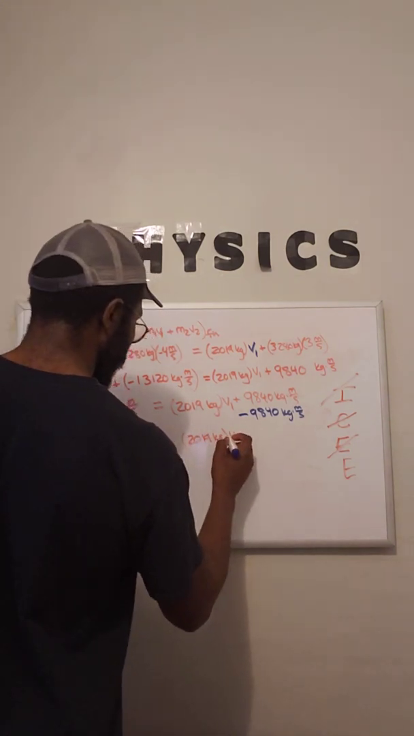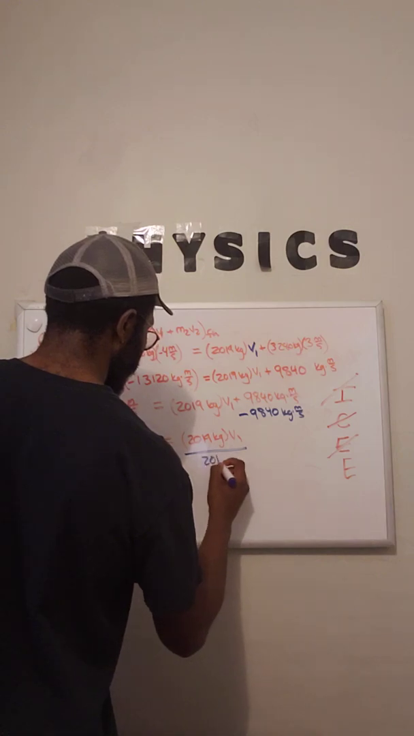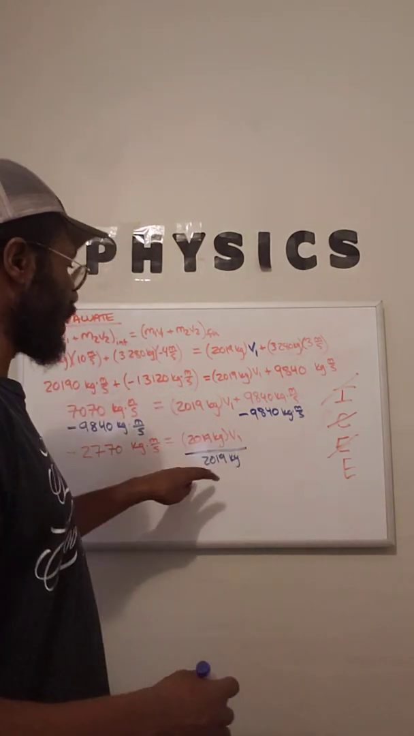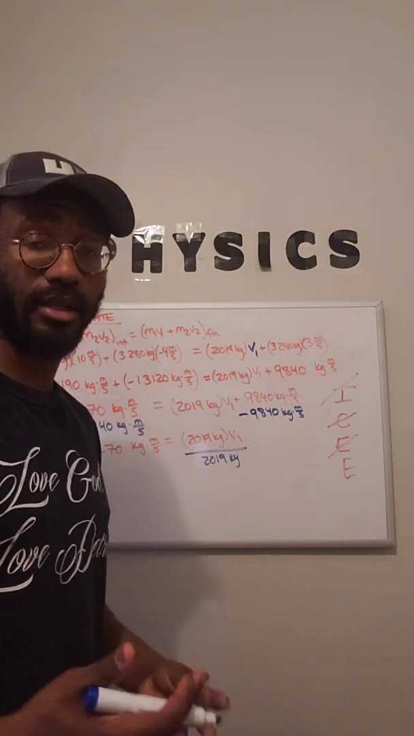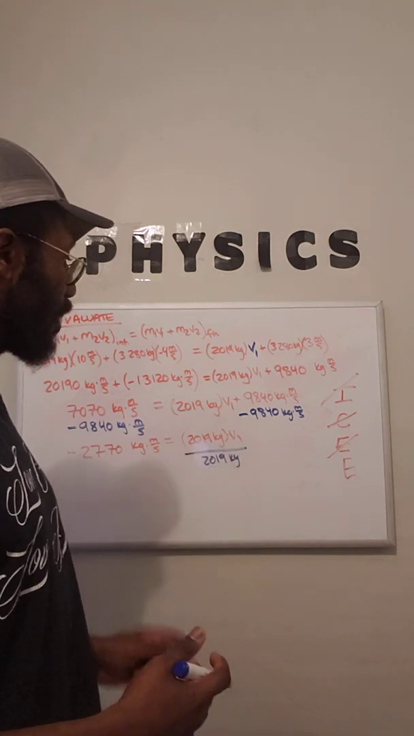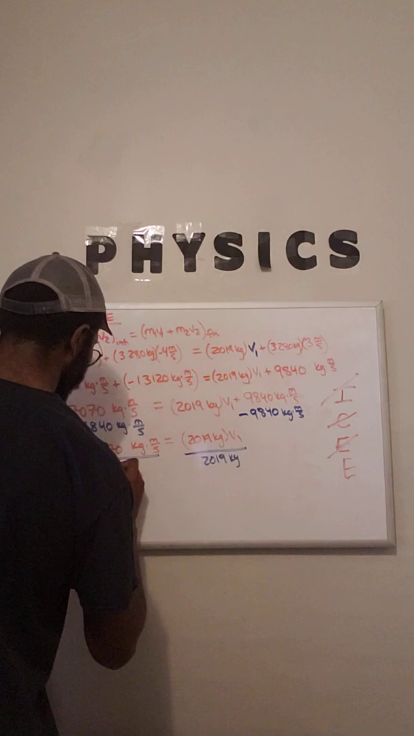So these are being multiplied. I'm going to divide 2019 kilograms. Now again, the reason I'm dividing 2019 is because I'm trying to isolate V1. I want to get everything away from V1. I want V1 by itself. So I'm going to divide by 2019 kilograms over here as well.